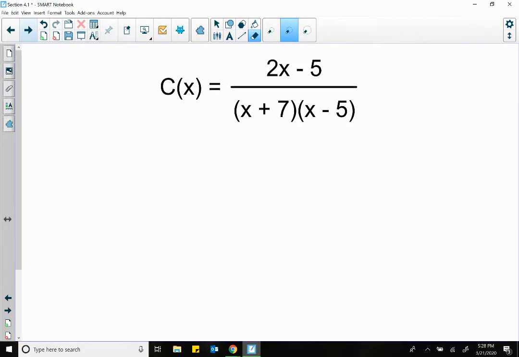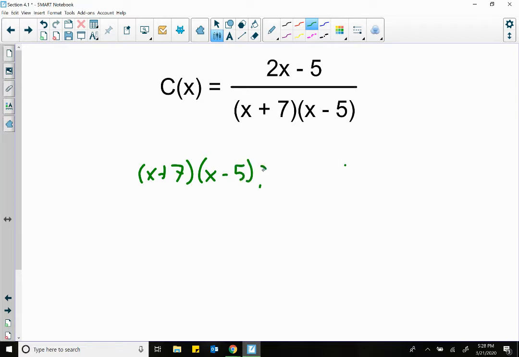All right. Try it again. Pause the video now. Give this a shot. Okay. So this is just like the last problem. The denominator's already factored. Fabulous. So all we got to do is set the denominator equal to 0 and solve.